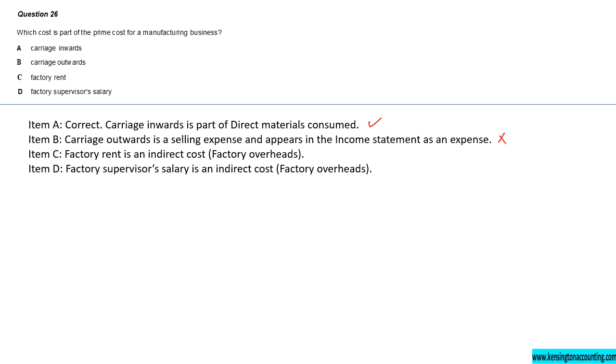Factory rent is an indirect cost, also known as factory overheads, and is not part of the prime cost. Prime cost includes only direct materials consumed, direct labor, and other direct costs like royalties. Factory rent is an indirect cost. Factory supervisor salary, just like factory rent, is part of factory overheads. Therefore, it is not part of prime cost. Therefore, the correct answer is A.